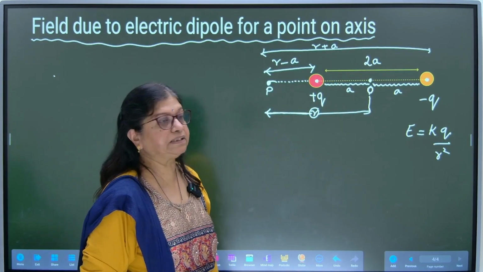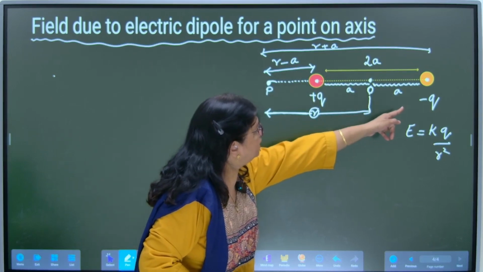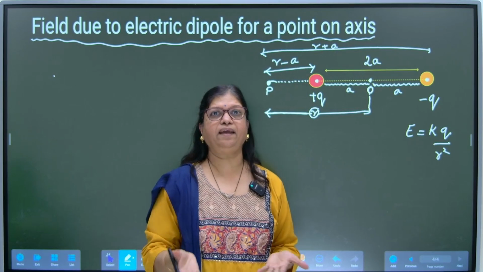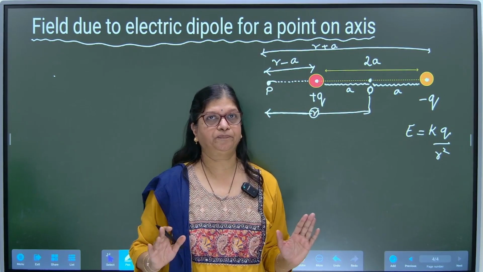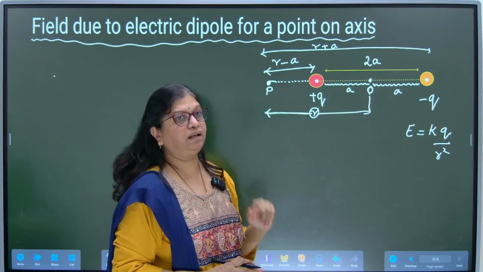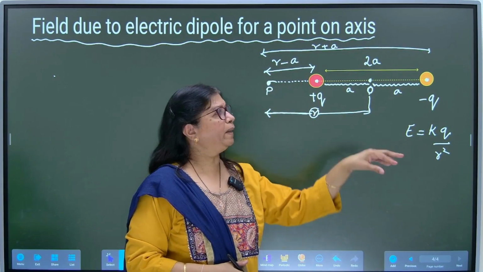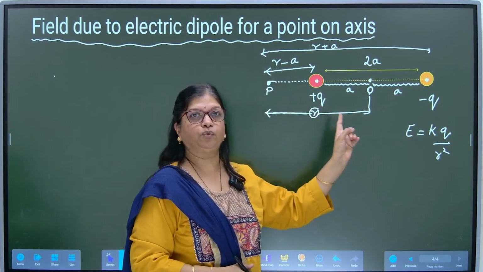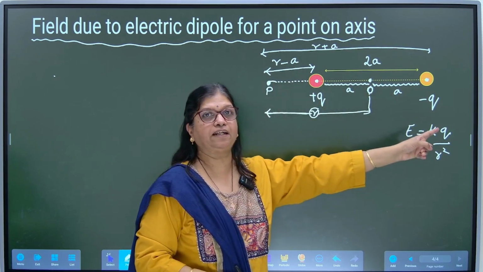How did I get R plus A? From here to here it is R. From here to here it is A. So R plus A. Why did I take it in the context of R and A? Because I know R and I know A. That's it. I could have written 2A plus what? R minus A. Again I will get R plus A only. That way also you can see. Clear? So by any way you can get the distances as R minus A from the point P to the plus Q and R plus A from the point P to the negative Q.